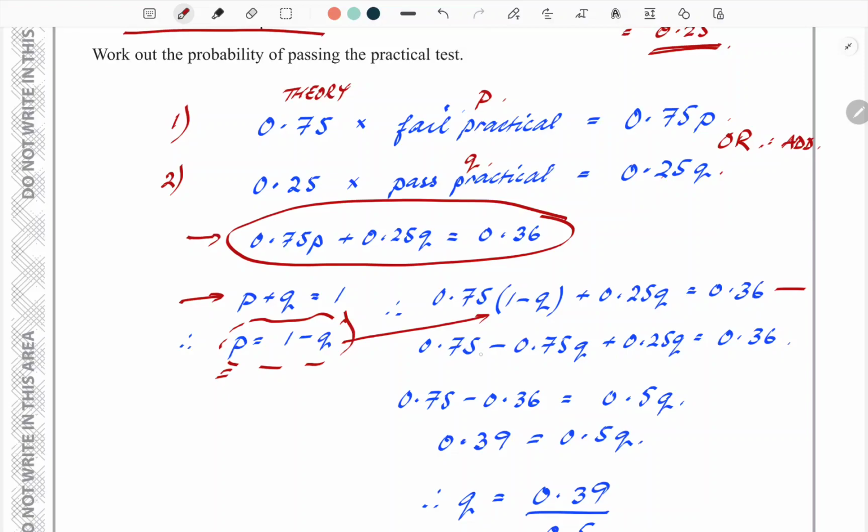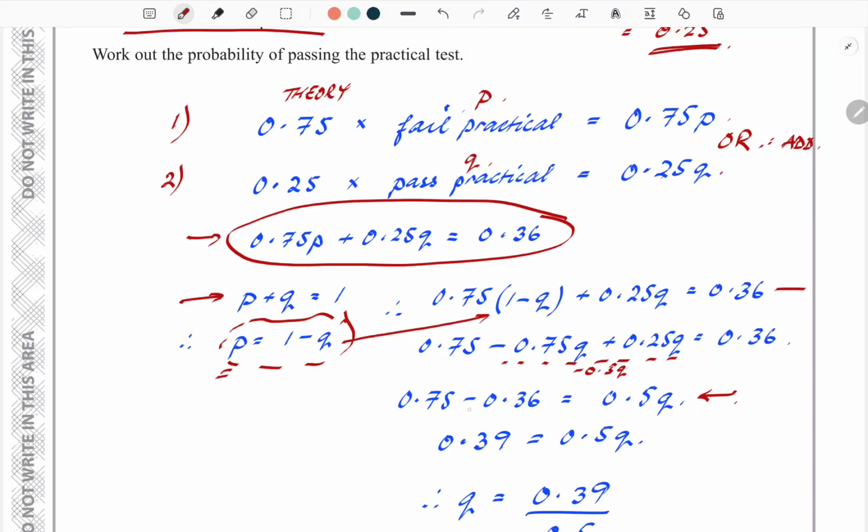Expand the brackets: 0.75 minus 0.75Q plus 0.25Q equals 0.36. Move things around a little. I've sort of jumped ahead a little here. See that? So you've got 0.25Q minus 0.75Q, so that actually comes to minus 0.5Q on this side. It goes across to the other side as a plus 0.5Q. So that's where I got the 0.5Q there.